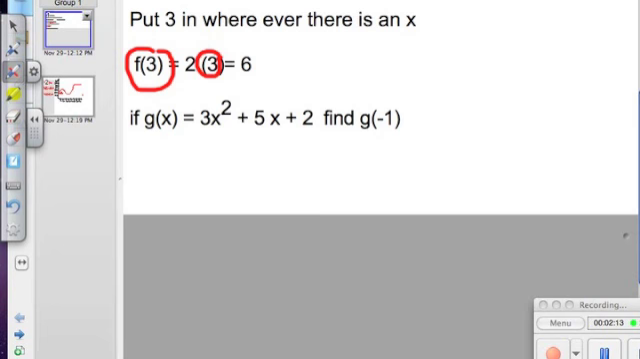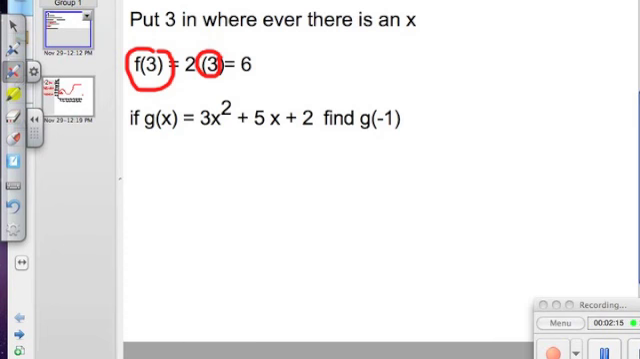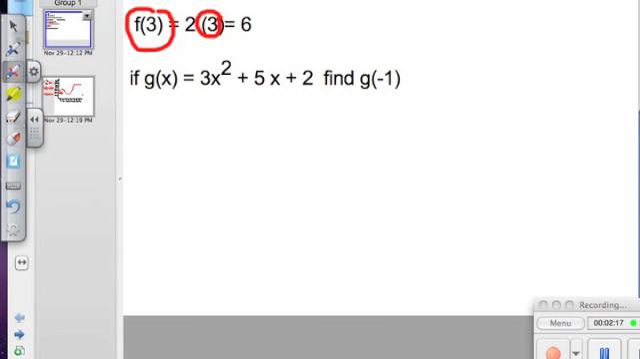Next, let's look at another one. We have g of x equals 3x squared plus 5x plus 2. Let's find g of negative 1. So what I'm going to do is write down g of negative 1, and that's how you say it. It's the funny way. G of negative 1. So everywhere there's an x up there, I'm going to put in a negative 1. The way I like to think about it is first I put in parentheses everywhere that I need for every x.